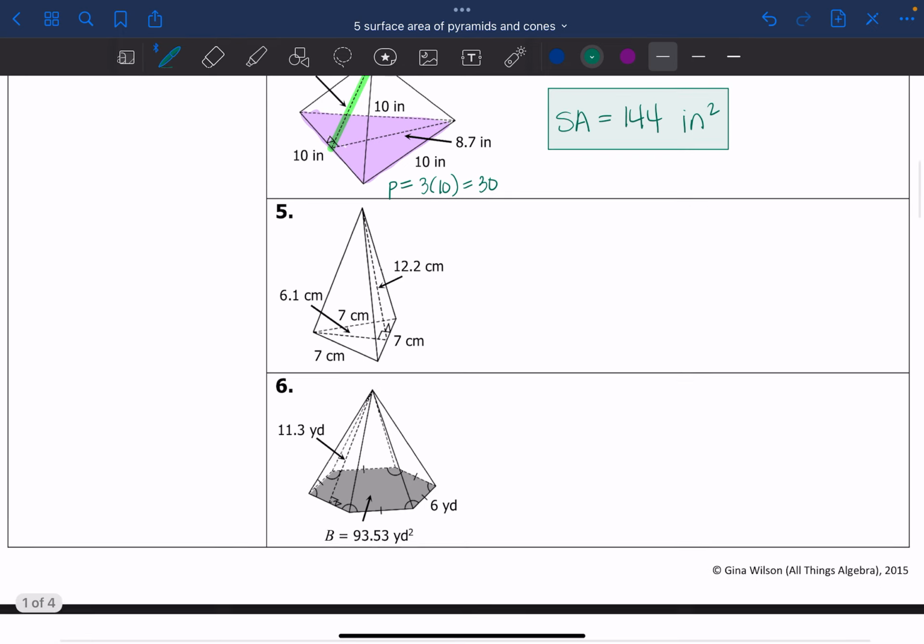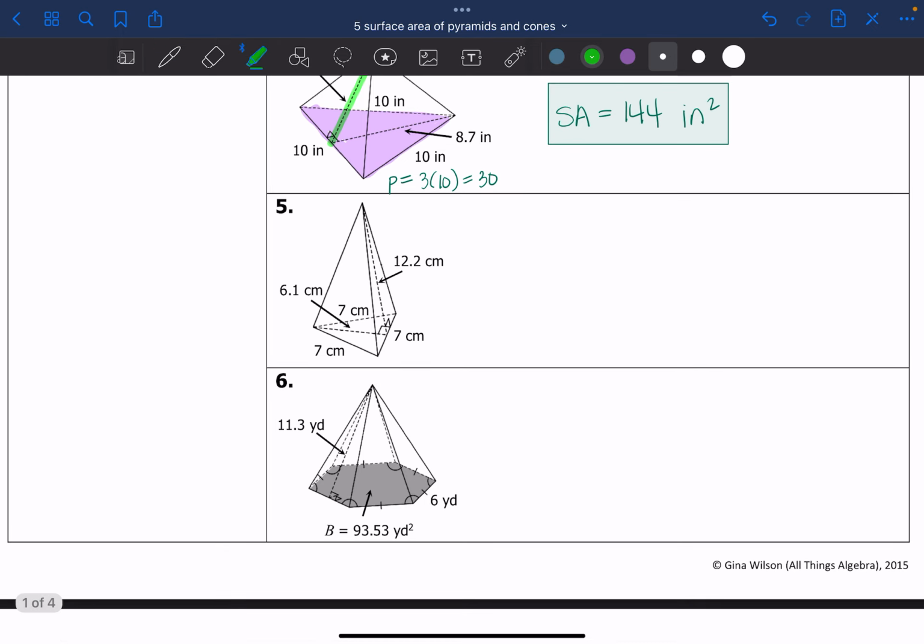Okay, let's try another one that has a triangle base. So I'm going to highlight it so we can see it better. There's our base. So in order to find the surface area of this pyramid, we need to have our slant height, which is already labeled. Slant height is this one right here. So that is going to be L.